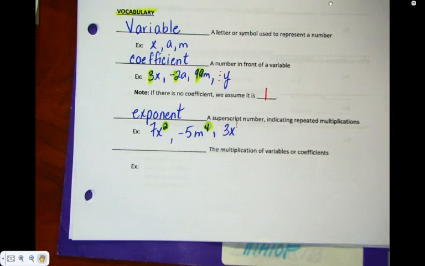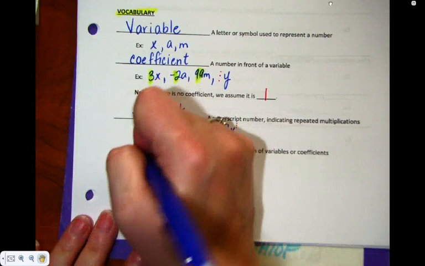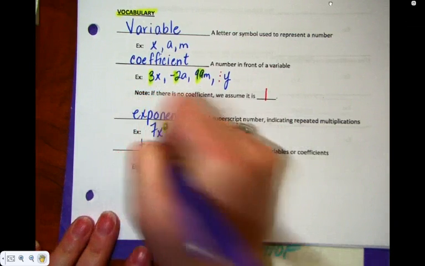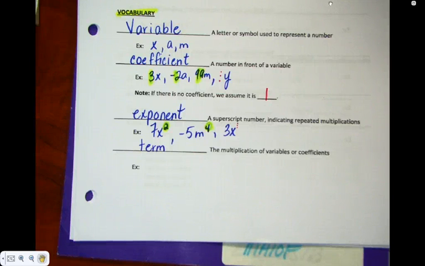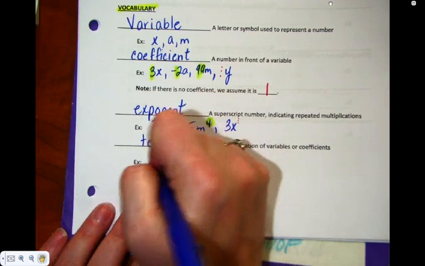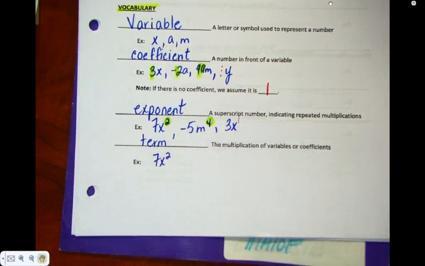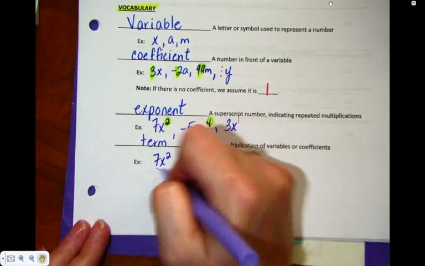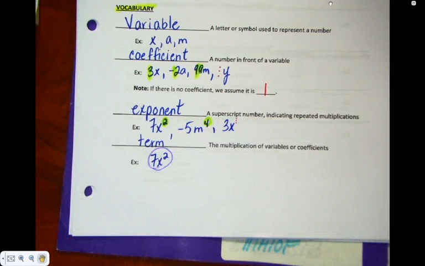I'm going to spend this whole unit talking about variables, coefficients, exponents over and over and over. If you don't know what the words mean, this is going to be a really hard unit. That's why we're practicing the words first. The multiplication of variables and coefficients is called a term. So if I gave 7x squared just like above, this whole thing together is a term. It's made up of variables, coefficients, and exponents, but it's a term.